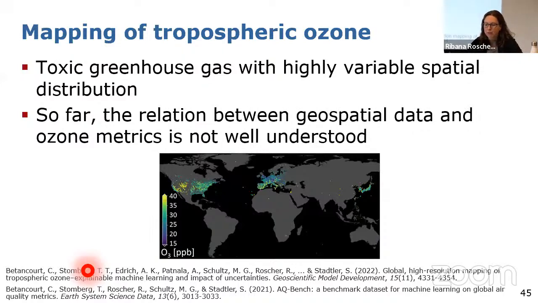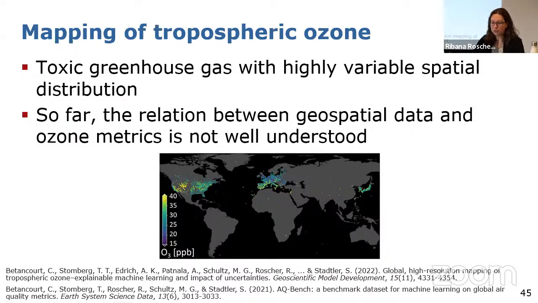Let's have a look at the mapping of tropospheric ozone. Ozone is a toxic greenhouse gas with highly variable spatial distribution, and highly variable means it's not so easy to map it. So far, the relation between this geospatial data and ozone metrics is not well understood. Fortunately, there are some research groups which develop datasets for it. Scarlett is in one of these research groups, so that we can have a deeper look into it and develop models which can relate this geospatial data with ozone values.